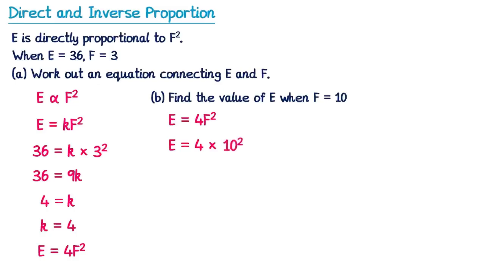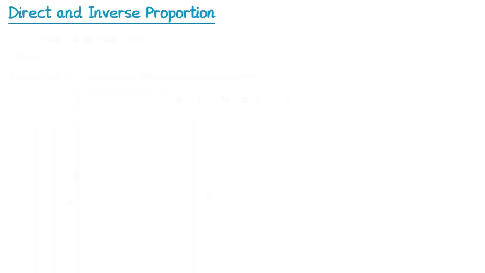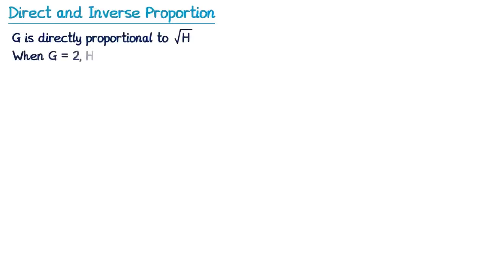10 squared is 100, so this is e equals 4 times 100, and 4 times 100 is 400. And let's try one more question where it's slightly tricky still. So this time g is directly proportional to the square root of h. And we've been given some values for g and h, and we need to find the value of g when h is equal to 25.